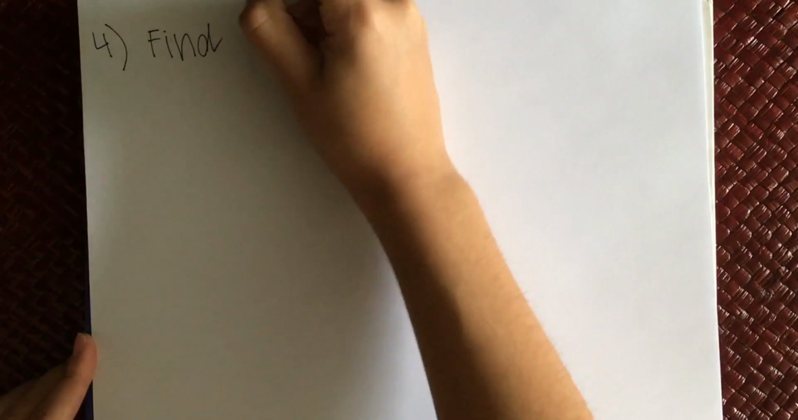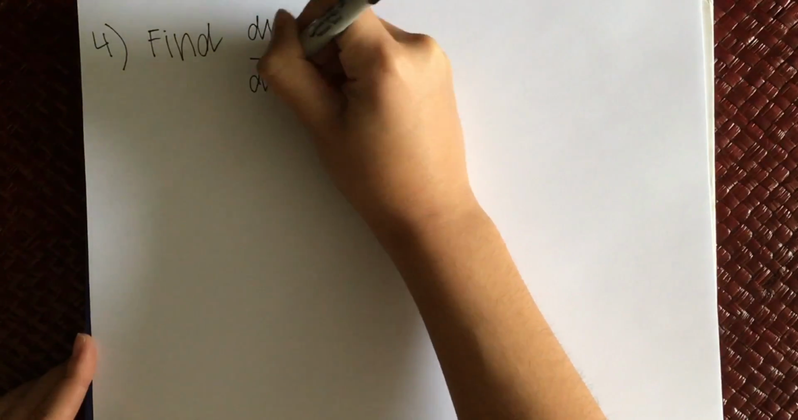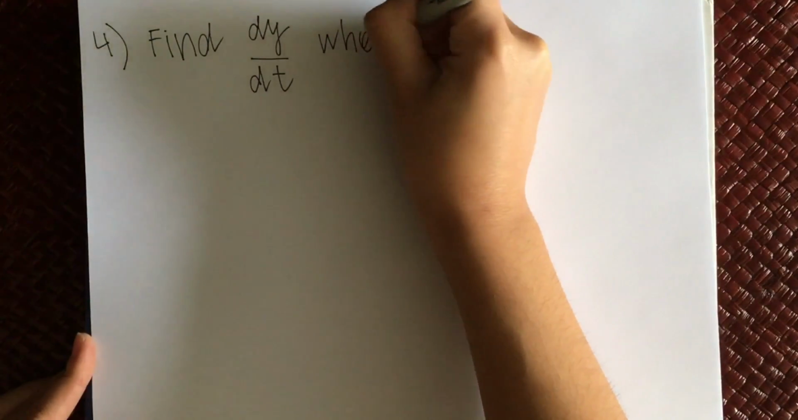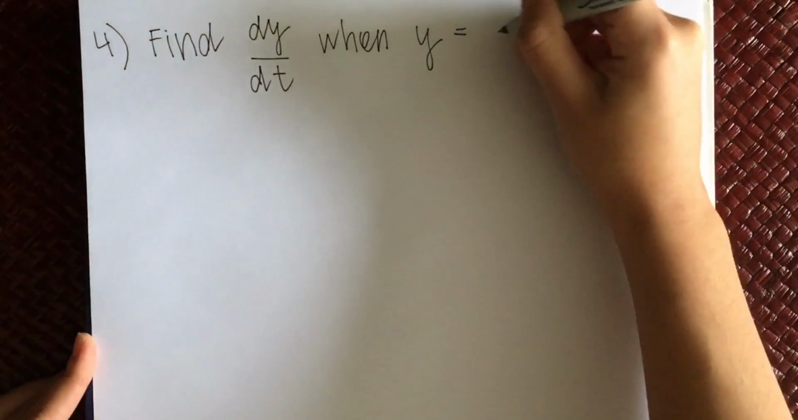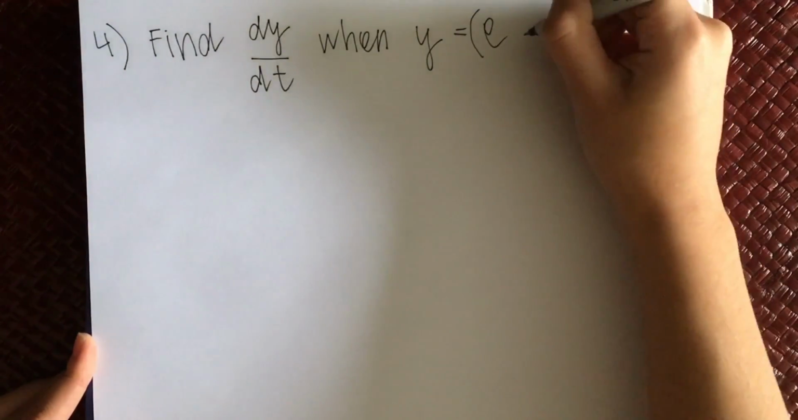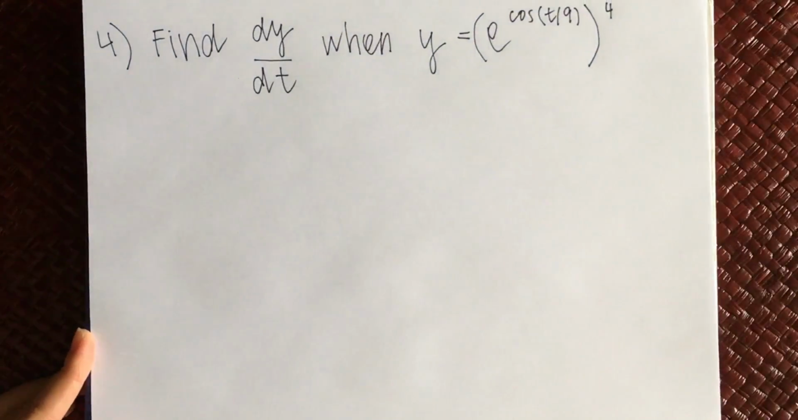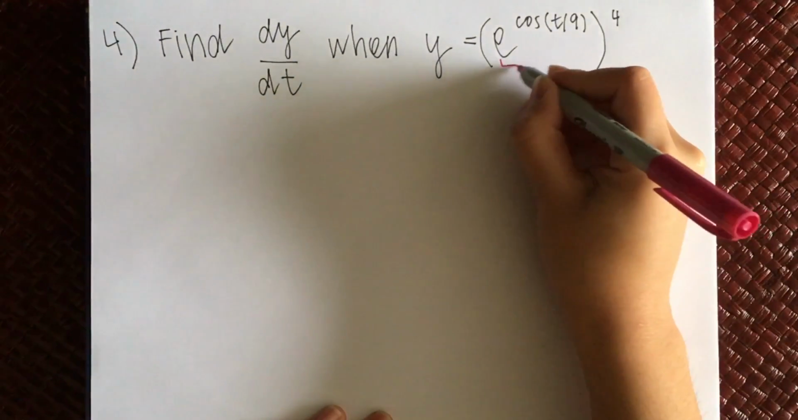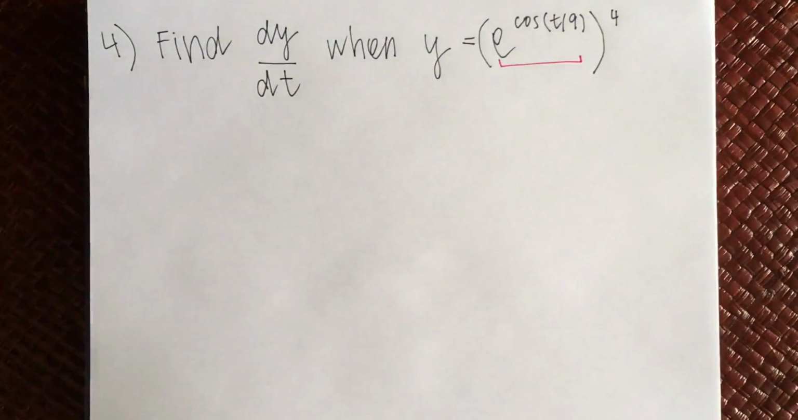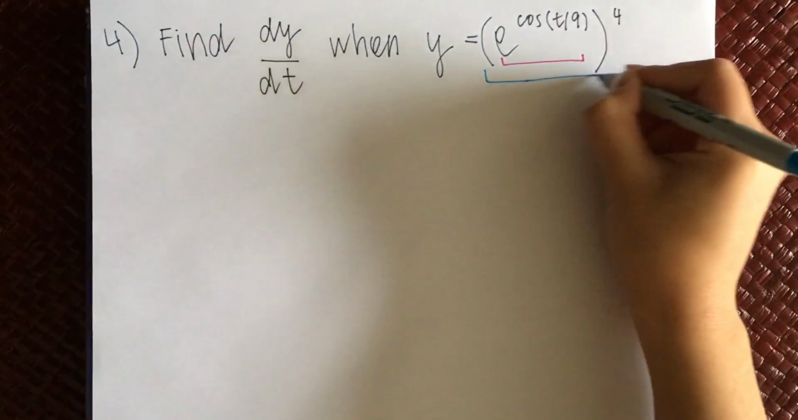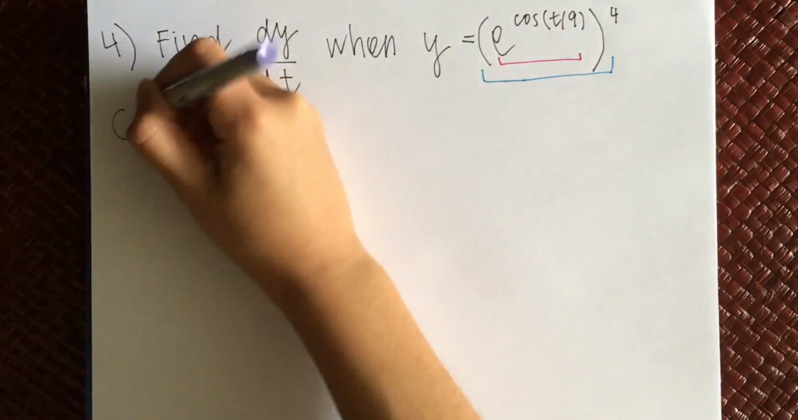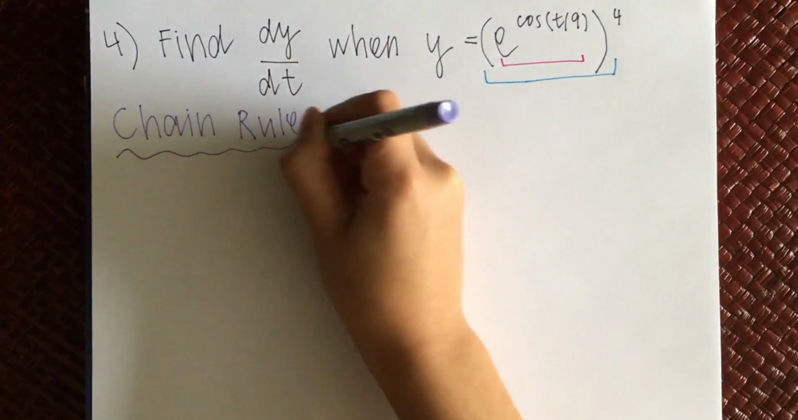In this video, I will be solving problem number 4 from the Calculus Placement exam, which is: find the derivative of the function y with respect to t when y equals e to the power of cosine t over 9, to the power of 4. As you can see, the function e to the power of cosine t over 9 is inside another function, and because of this, we have to use the chain rule in order to find the derivative.